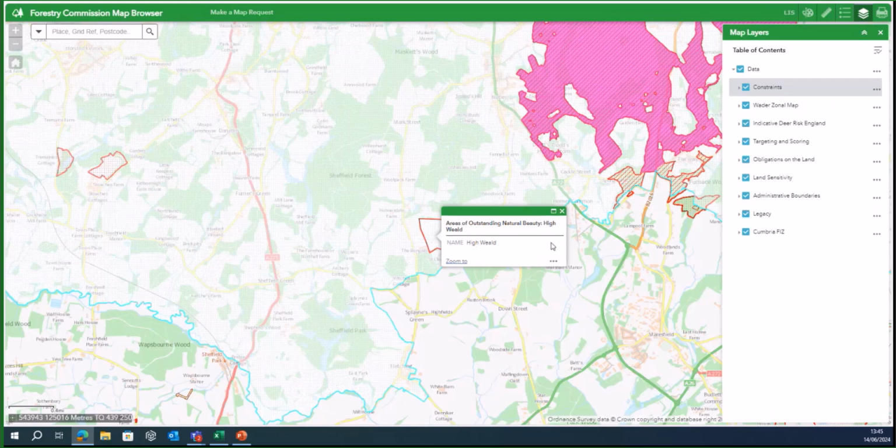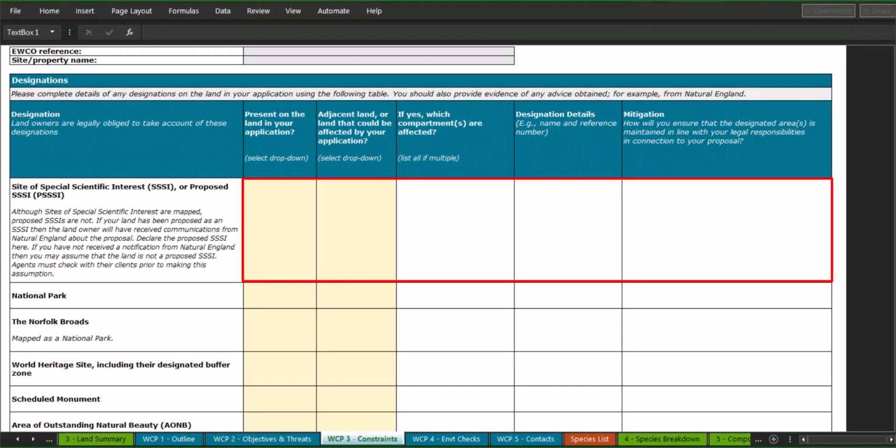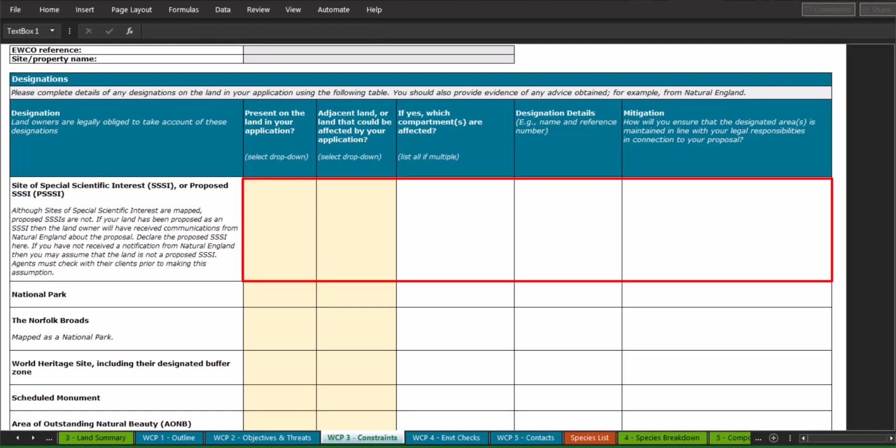As detailed earlier, you'll be clicking yes or no as to whether they're on site or adjacent to site, and then detailing the name of the designation and the mitigation you'll be following to consider that in your design. In this case, that means looking up the High Weald's stance on woodland creation and understanding how that can fit into your woodland creation proposal.